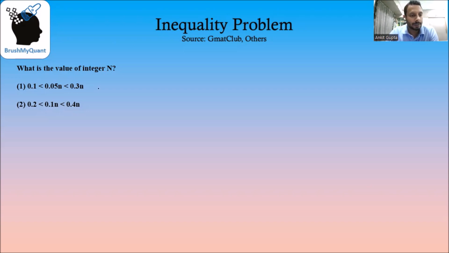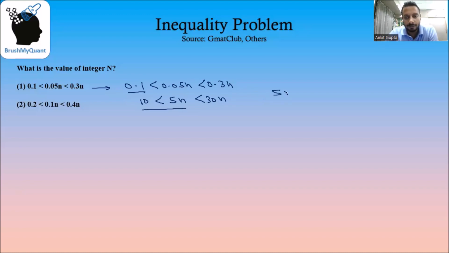So if we take statement 1, it is given to us that 0.1 is less than 0.05n is less than 0.3n. Now if we multiply all the sides with 100, this will become 10 is less than 5n is less than 30n. So let's take the left part of this equation. So we will have 5n is greater than 10 or n is greater than 2.